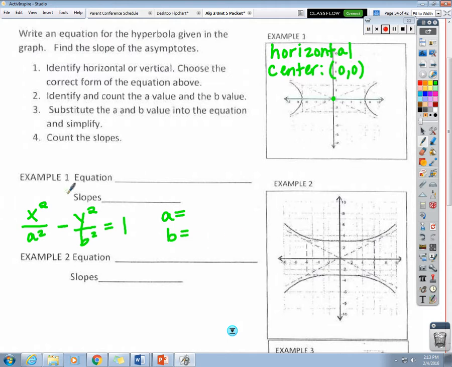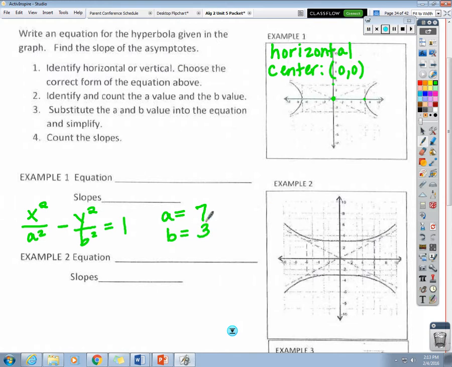Alright, now, see how a is paired up with the x? Well, isn't x all about horizontal? So, from the center to this side of the hyperbola is how much distance? 7. So your a value equals 7. Okay, b is paired up with the y, and so that's all about vertical. So from the center up to the top of your box is how many units? Is it 3? Right. Okay, so your b value equals 3.